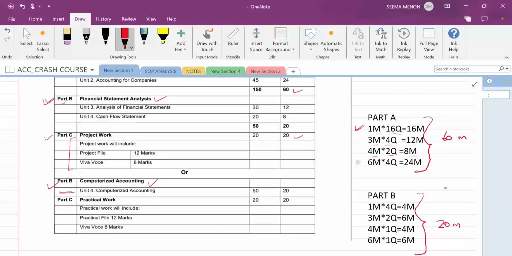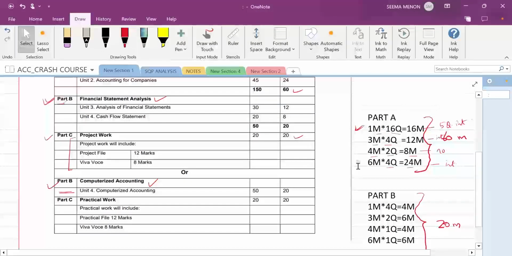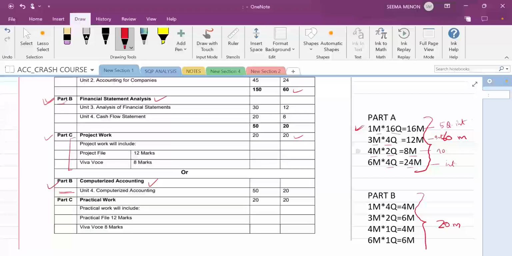Then there will be 4 questions of 6 marks, and out of those, 2 will have an internal option. Out of the 4 marker questions, 1 question will not have any internal option. Out of the 3 marker questions, 1 question will have an internal option. And in the MCQs, overall 5 questions will have an internal option. That is about part A. So the total comes to 16 plus 20 plus 12 plus 8 plus 24, that is 60 marks.